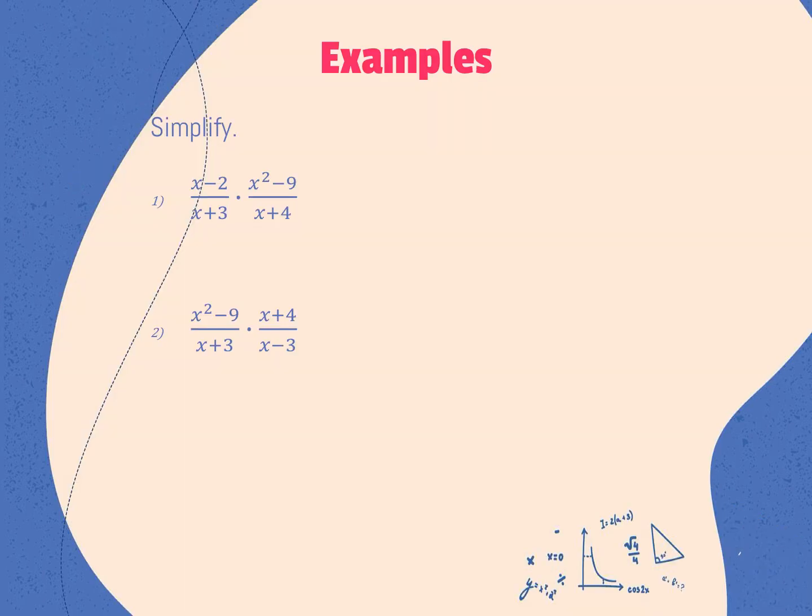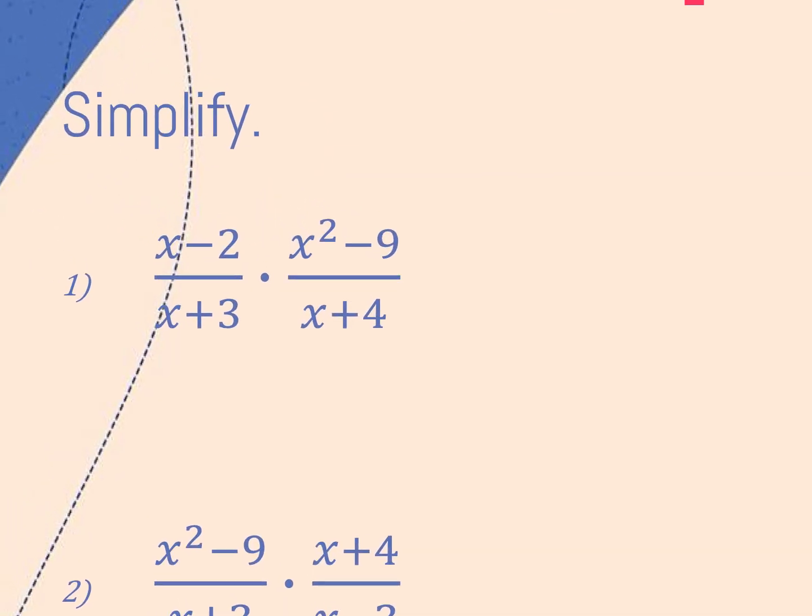All right, so let's do some examples. Something like this one, number 1. So I have a fraction multiplied by another fraction. Now with multiplying, you're allowed to multiply straight across. So I can do top times the top, bottom times the bottom. Before you do that, you do want to make sure that everything is fully factored and simplified.